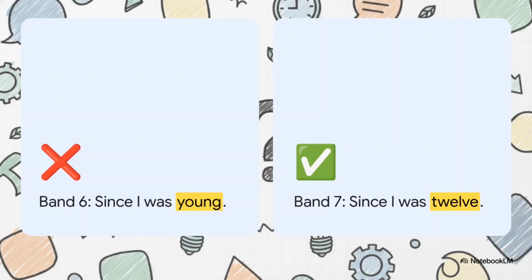The Band 6 response, since I was young, is super imprecise and grammatically simplistic. But the Band 7 speaker anchors their answer with a specific starting point. I've been studying it since I was about 12. Not only do they use the present perfect continuous tense flawlessly with I've been studying, but they also throw in the word about, which makes it sound authentic and conversational rather than robotic.